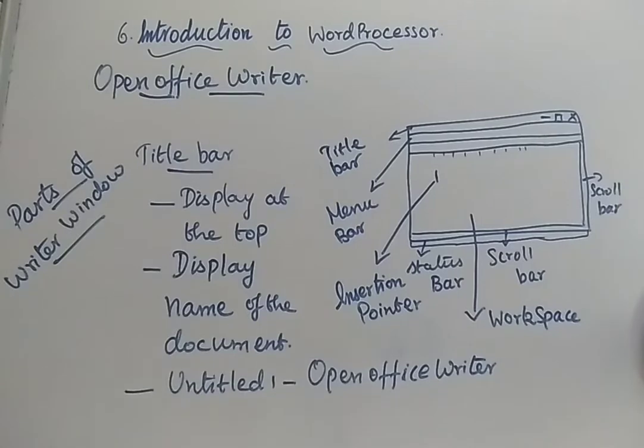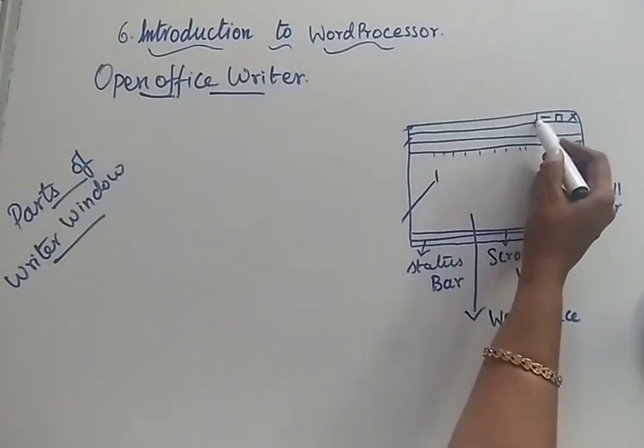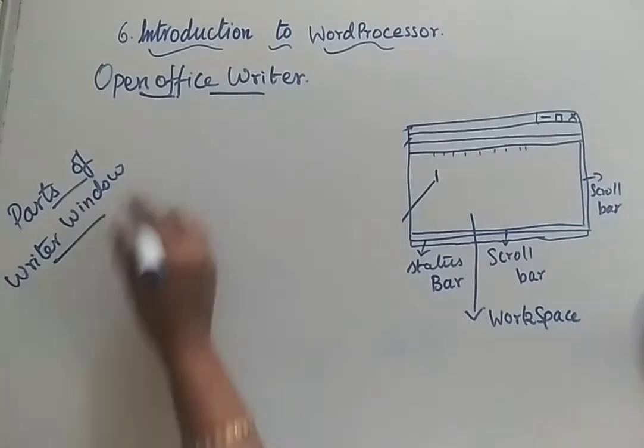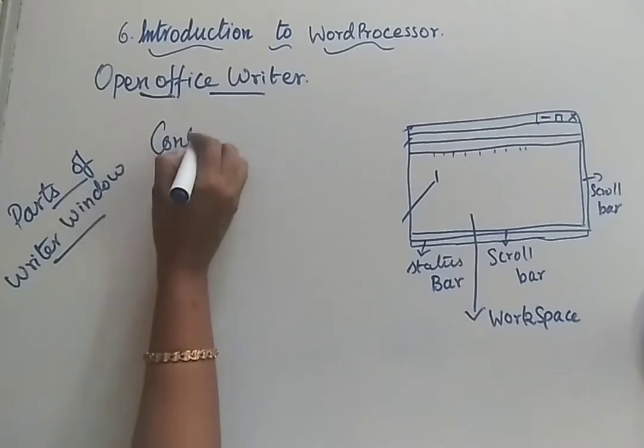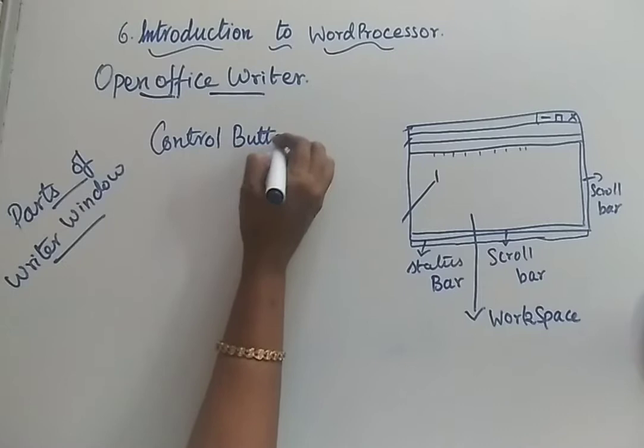Next to the title bar, you are going to have the control buttons. Next we are going to discuss the control buttons. So what are the control buttons? Yes, here you are having three, no? These three come under the control buttons. Under the control buttons, what do you have first? Yes, it is your minimize.